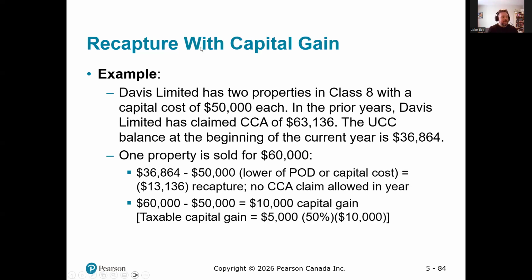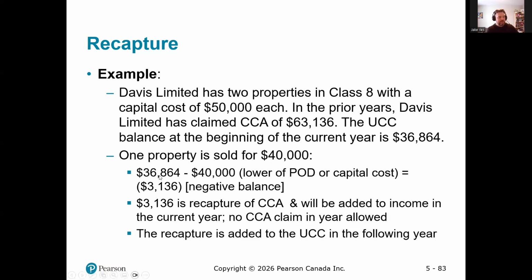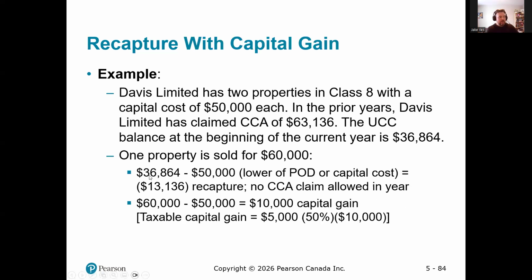Now, recapture with capital gain. Instead of one property sold for $40,000, we sold one property for $60,000. Now, the recapture, instead of recapturing from $36,000 to $40,000, we will recapture $36,000 to $50,000 because that's our original capital cost. So our disposition is at the lower of proceeds or capital cost.